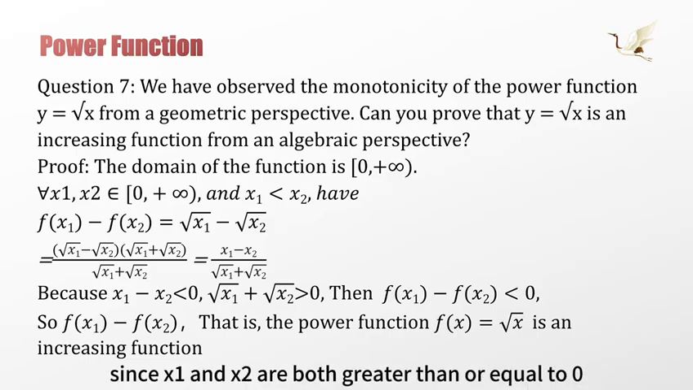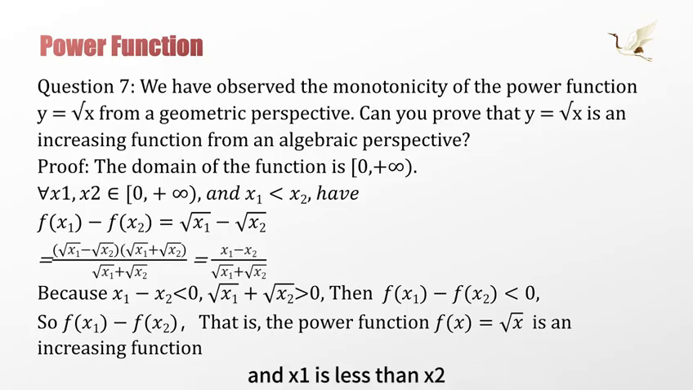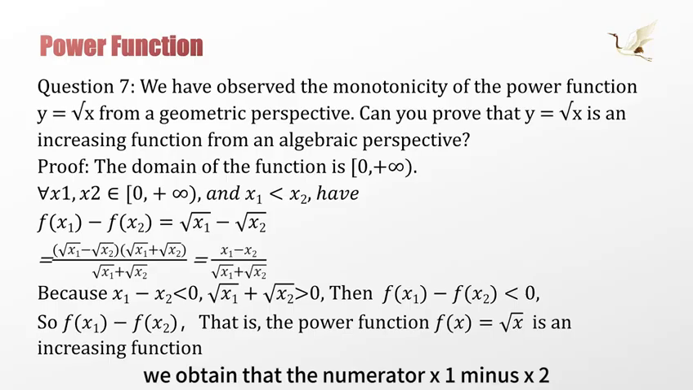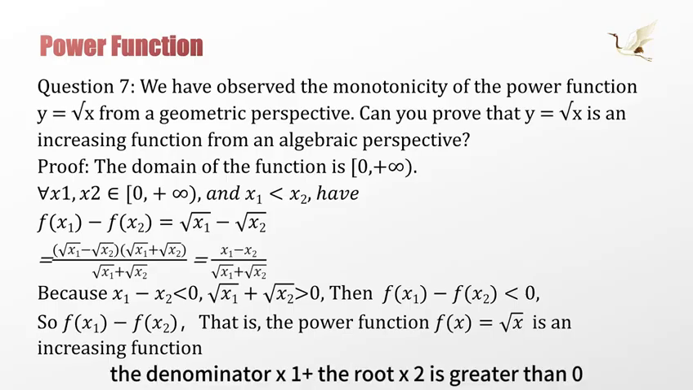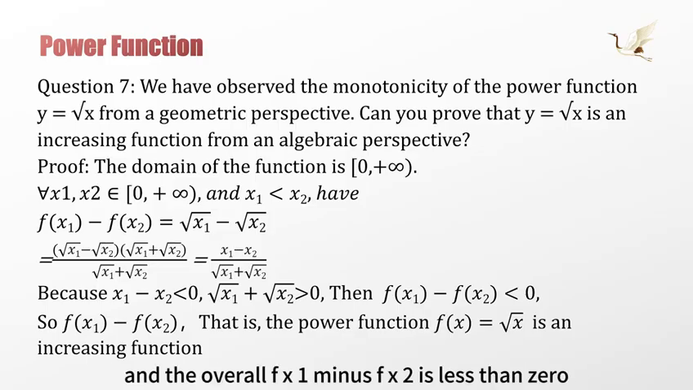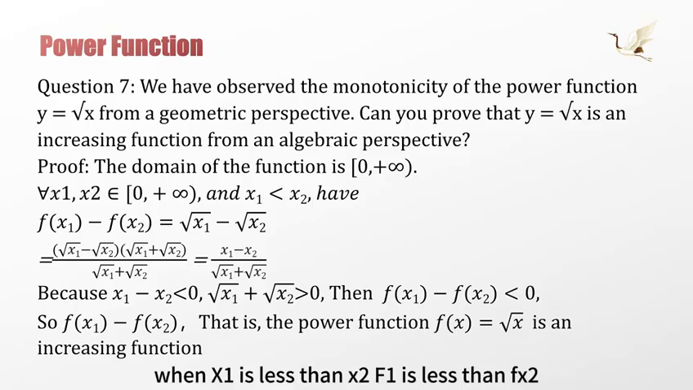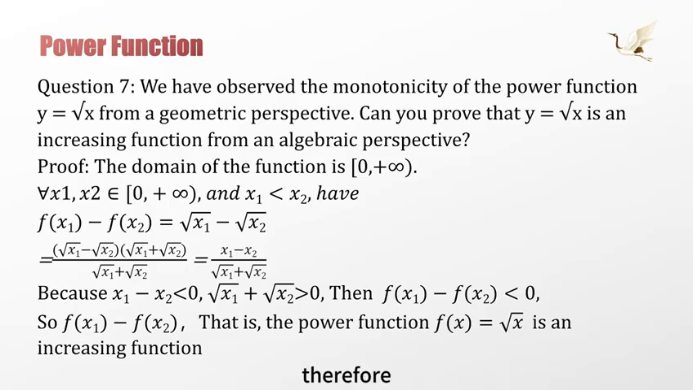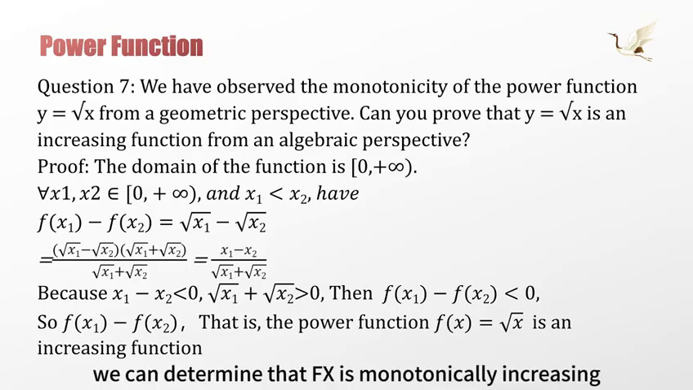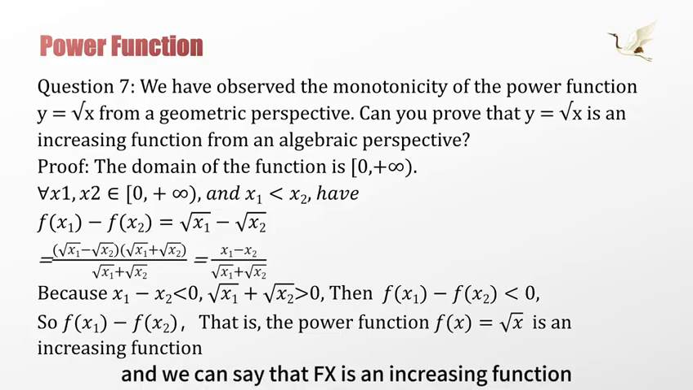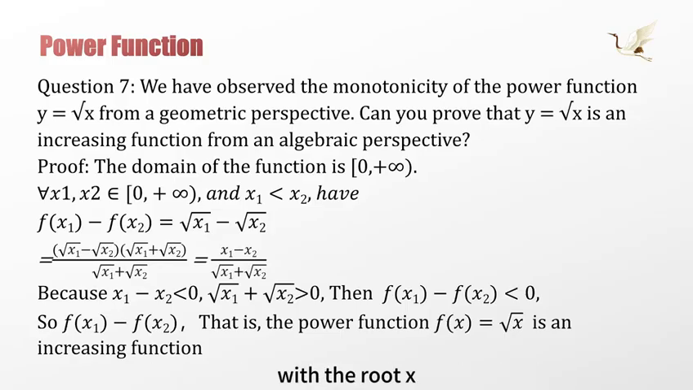Since x1 and x2 are both greater than or equal to 0, and x1 is less than x2, we obtain that the numerator x1 minus x2 is less than 0, the denominator root x1 plus root x2 is greater than 0, and overall f(x1) minus f(x2) is less than 0, that is, f(x1) is less than f(x2). For any x1 and x2 in the domain, when x1 is less than x2, f(x1) is less than f(x2). Therefore, we can determine that f(x) equals root x is monotonically increasing in the domain, and we can say that f(x) is an increasing function.